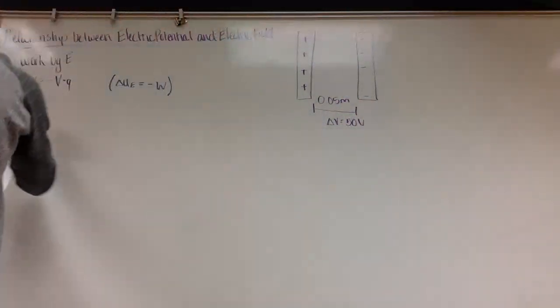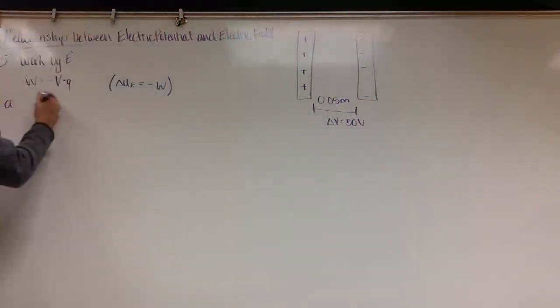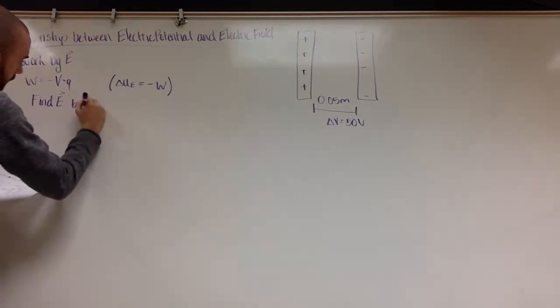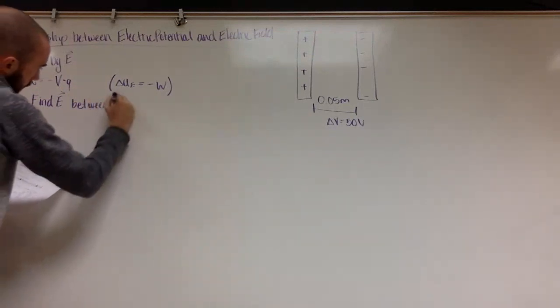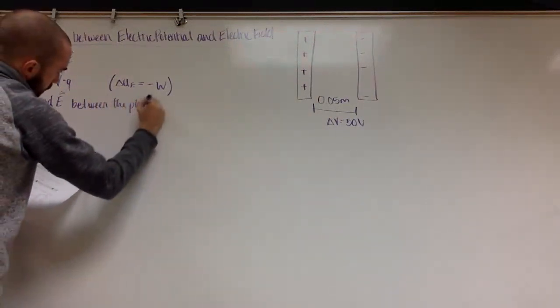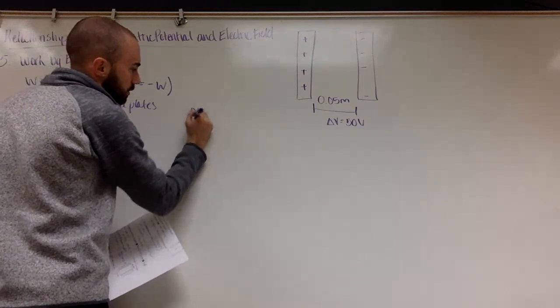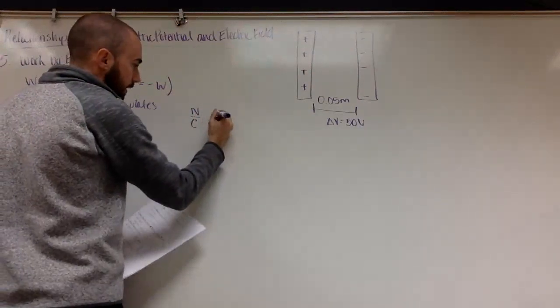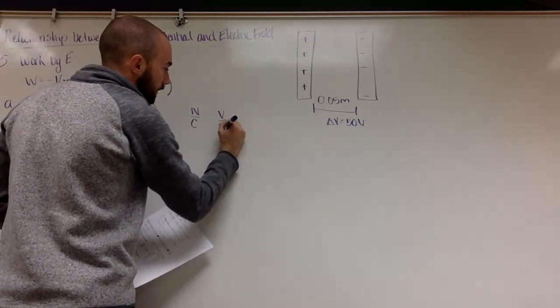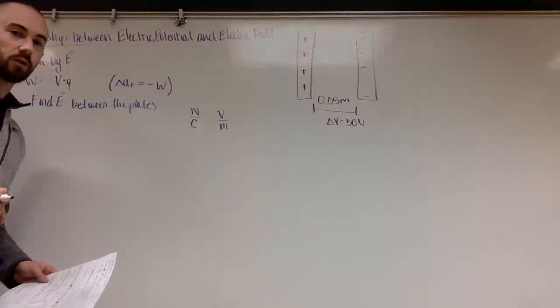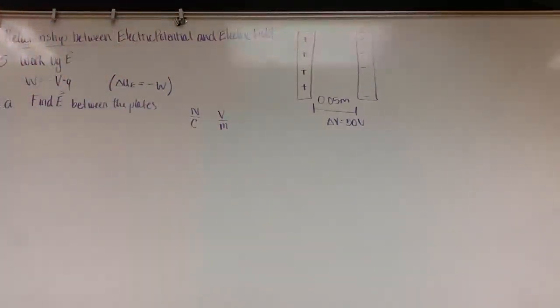I want to know, so for part A, find the electric field between the plates. And I'll remind you, the unit for electric field is newtons per coulomb, but it can also be written as volts per meter. Hopefully that hint is very useful. Take a second, try and solve for it, and we'll be right back to go over it.